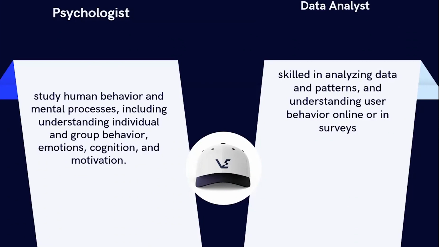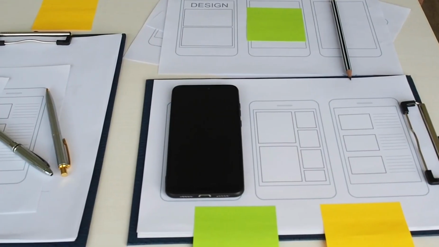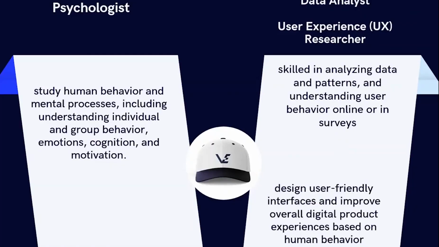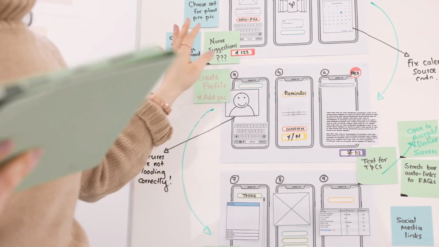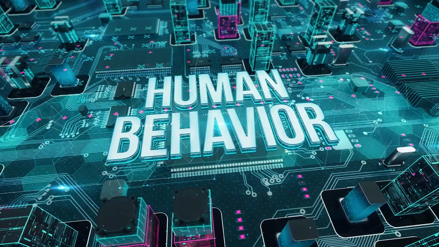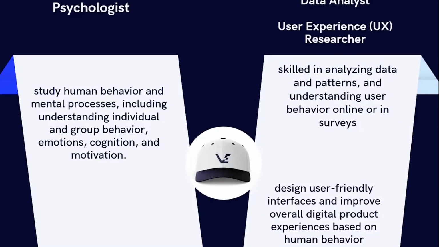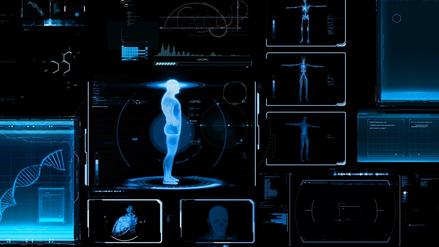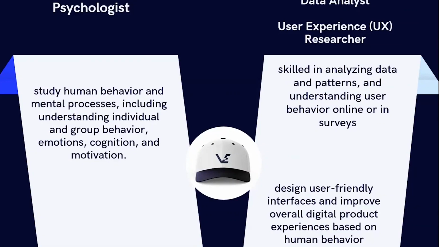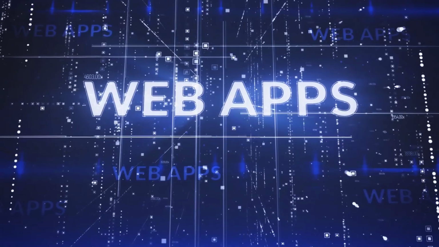So that particular skill you have, where you observe patterns, where you study patterns, is actually very, very important in this role. Also, there's another one called UI UX, or we say user experience researcher. Now, what do they do? They design user-friendly interfaces and improve overall digital product experiences based on human behavior. Because of your knowledge of how people think, because of your knowledge of how people relate, because of your knowledge of human patterns and trends, you can easily carve out systems. You help developers to build out online platforms, links, and web apps that users can really easily relate with.